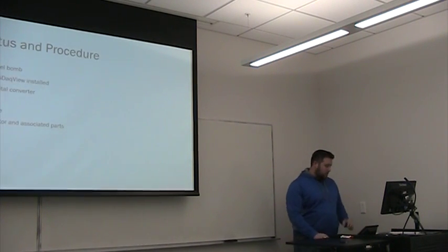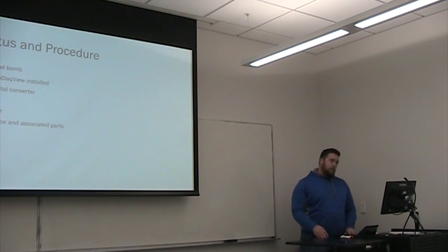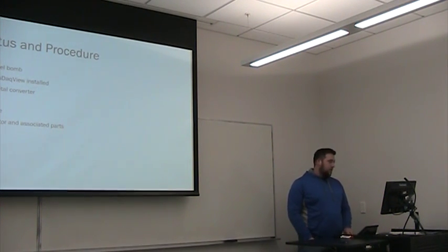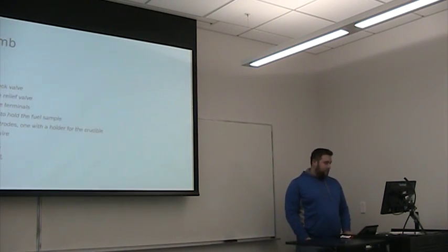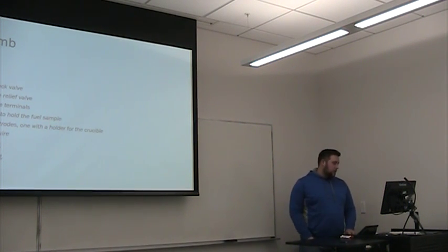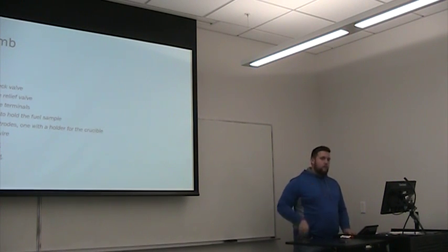So, apparatus and procedure. These are all of the things that we're using for this. We have an igniter, the bomb, a laptop with PDAC view installed, the analog to digital converter, a water bucket, thermocouple, water stir motor, and associated parts. The bomb is made of the bomb housing, and the bomb lid has attached to it the crucible and the different pressure valves necessary, and then a lid locking ring also.